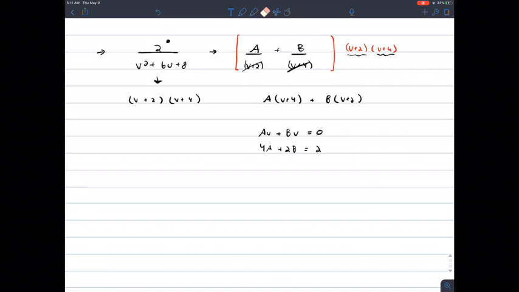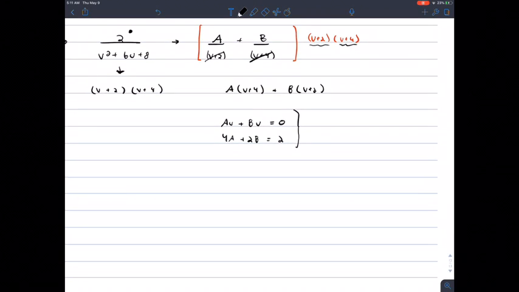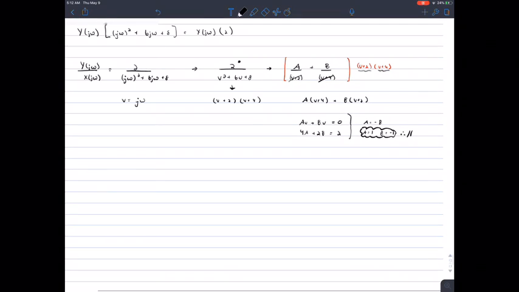Alright, that's ugly. Okay, so from this, it should be pretty easy to tell that A is going to be equal to negative B. A is equal to 1, B is equal to negative 1. Okay, bang, bang, bang.